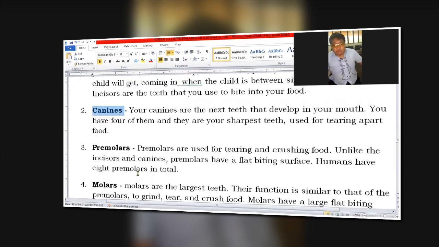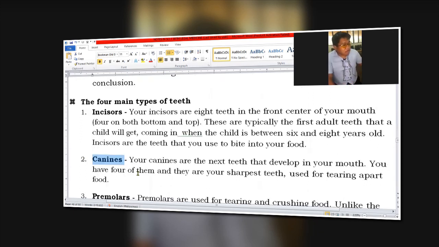If you are an investigator, you should know these terms, so that when you make a report, you use the proper term. Is this a canine? Is this a premolar? Is this a molar? Or is this an incisor? Teeth.